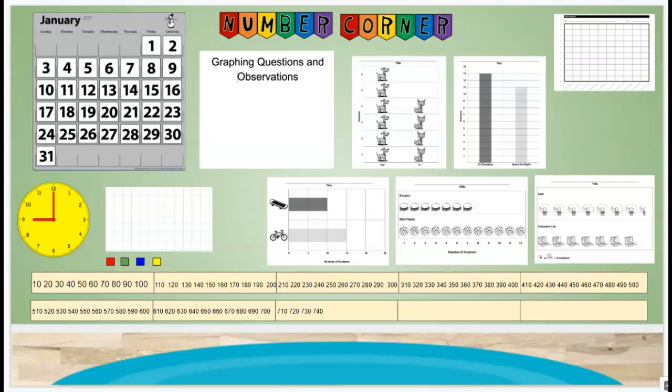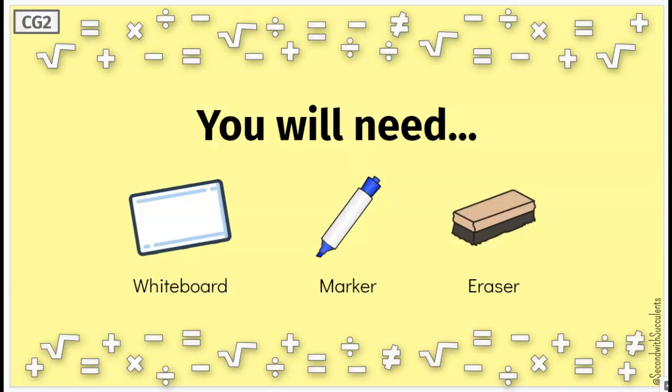For Number Corner today, we are reading and interpreting graphs. Today, we will look at our third graph for January. You will need a whiteboard, marker, and eraser. If you don't have a whiteboard, a piece of paper and a pencil will work just fine. You can pause the video now to get what you need.